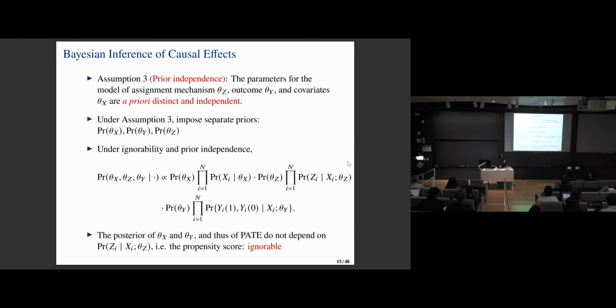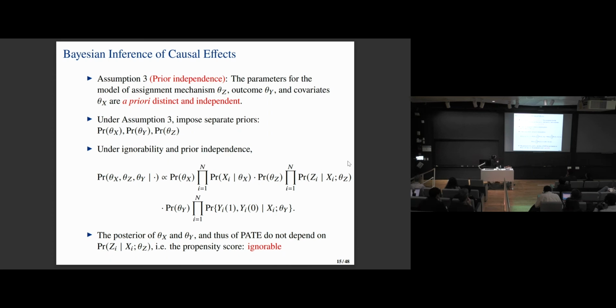The third one is called prior independence. The parameter for the assignment mechanism, theta z, and the parameter for the outcome, and also for the covariates, well, if you are doing the conditional approach you don't need to worry about that. But the key thing is the parameters for these different models are a priori distinct and independent. This turned out to be a very important assumption, and in high dimensional cases, it basically acts as an informative prior. I will get to that in a moment, but for the longest time people doing Bayesian causal inference took this assumption for granted. And as I mention later, Francesca did some nice work on not relying on this.